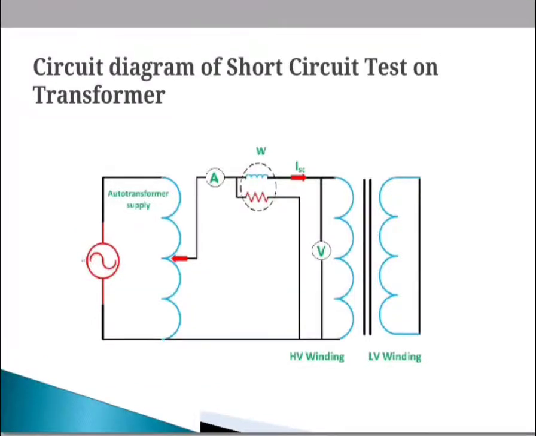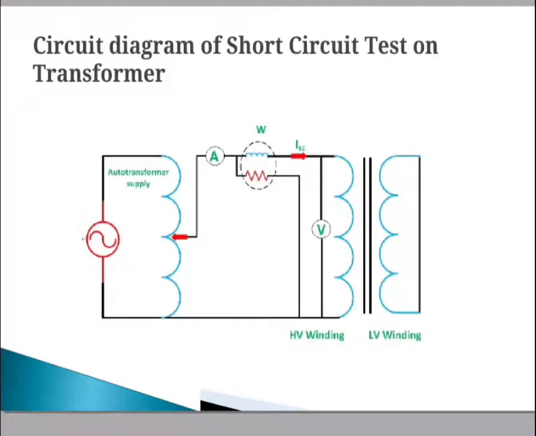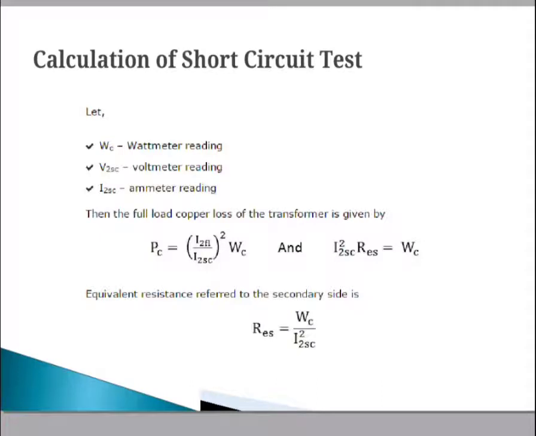The reading of the wattmeter determines only the copper losses occurring in the windings of the transformer, and the voltmeter measures the voltage applied across the high voltage winding, as shown in the figure, and the secondary current is induced in the transformer because of the applied voltage. After conducting the test we have to calculate the various parameters, that is WC is the wattmeter reading, V2SC is the voltmeter reading, I2SC is the ammeter reading.